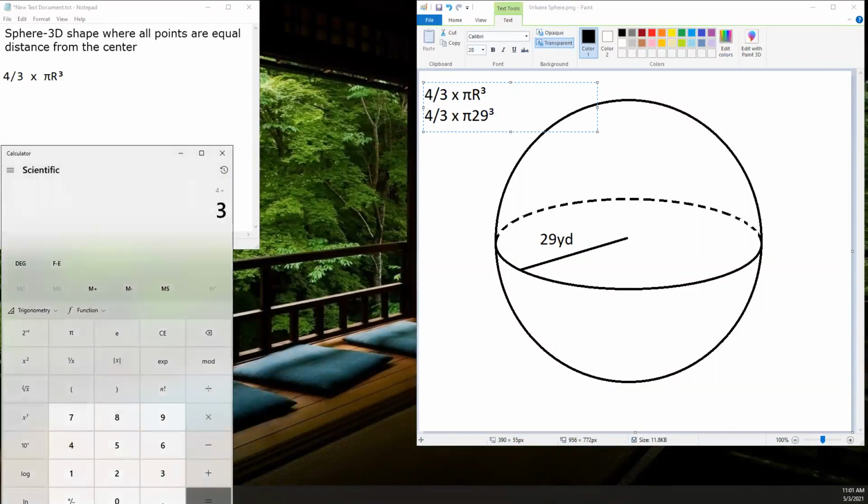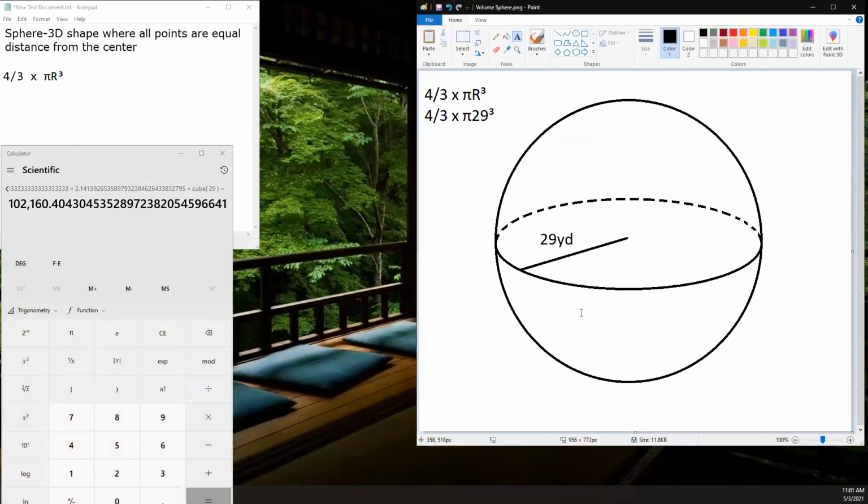4 divided by 3 equals. Remember, the reason I hit equals is because there's a division sign. You can do all your multiplication in any order you want, but you've got to get rid of this division first. So that's why I do that first. 4 divided by 3 equals, then I can do times pi times 29. This is squared, but if I hit the second symbol, it'll become cubed. And then hit equals.